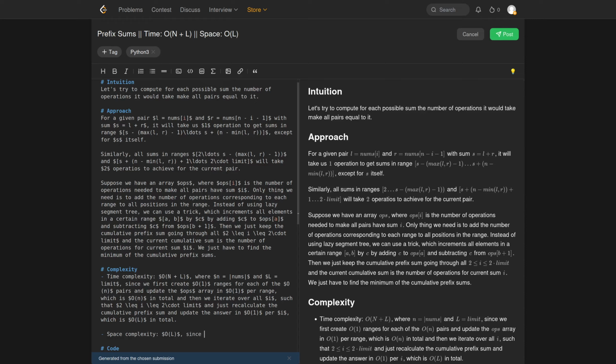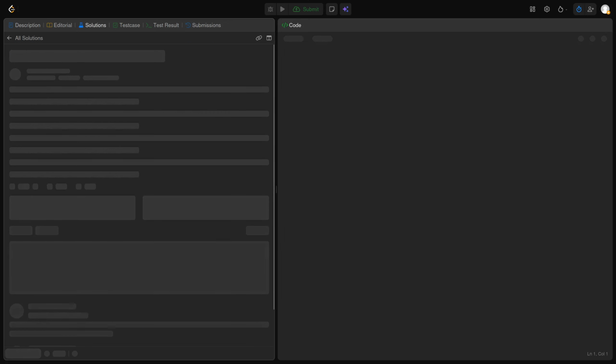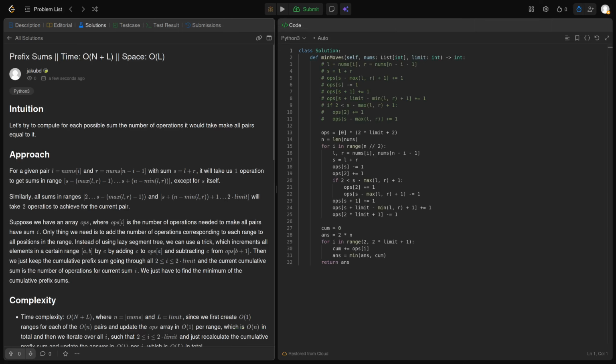since our ops array has a length of O(limit). Oh my days, what a dogshit problem. I already should have finished my dinner. Goodbye.